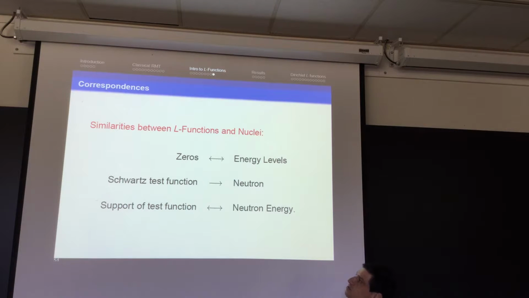Okay, and so here's the similarities, and I've talked about this yesterday, between nuclear physics and L functions. In number theory, we have zeros. In nuclear physics, we have energy levels. In nuclear physics, we shoot a neutron. In number theory, we shoot a Schwartz test function phi. In physics, we have the energy level, and in number theory, we have the support.